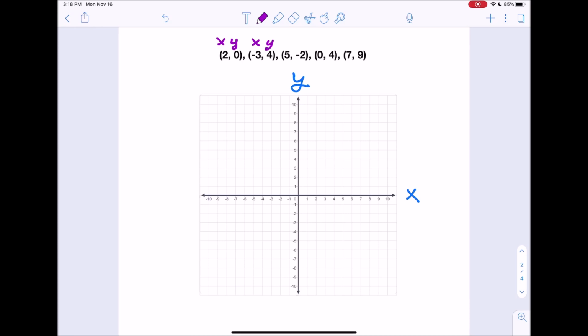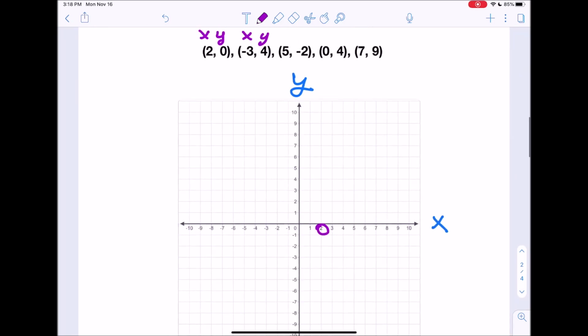My first number is 2. So that's my X, so I'm going to find 2 on my graph. And then Y is 0. Well, 0 is going to be right here where they meet. So if I follow the 2, it's not going to go up or down because the Y is at 0, right? I follow where they would meet, and they would actually meet on the 2. So there you go. This is going to be my 2, 0. Okay, so that one's done.